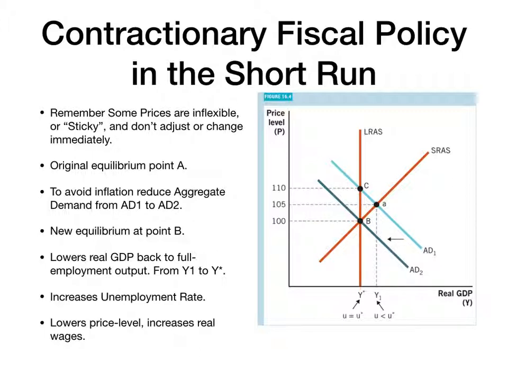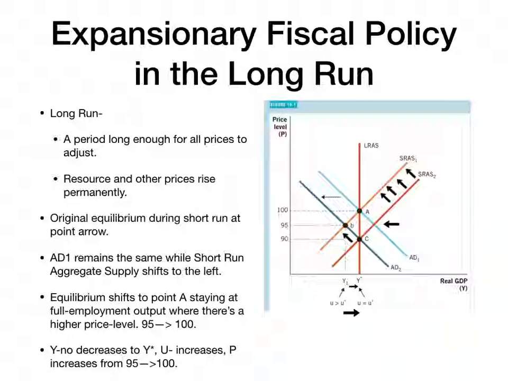Contractionary fiscal policy in the short run: remember that some prices are sticky and don't change. The original equilibrium is at point A. To avoid inflation, they reduce the aggregate demand from AD1 to AD2. The new equilibrium is at point B. This lowers real GDP back to full employment output, from Y1 to Y star. This increases the unemployment rate and lowers the price level, increasing real wages.